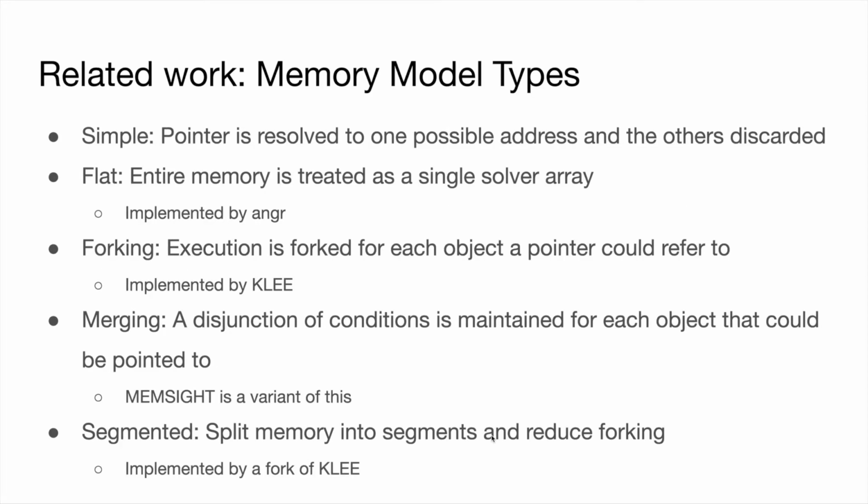Several types of memory models have been proposed in the literature. These primarily differ in how they handle the multiple resolution case. The MemSight algorithm is the closest to the merging model on this list, which is more scalable than the forking model, but less so than the segmented model. The forking model is implemented by KLEE, and the segmented model has been explored in a fork of KLEE and shown to be the most scalable of all the ones out there.